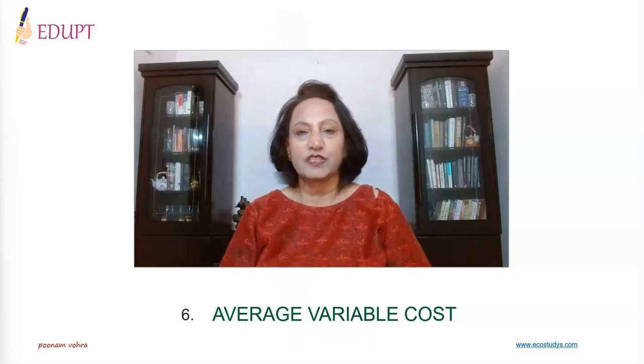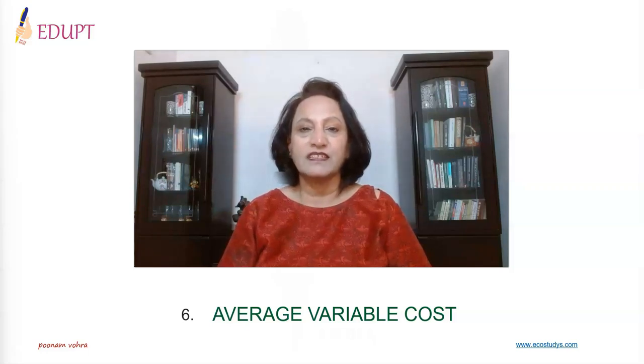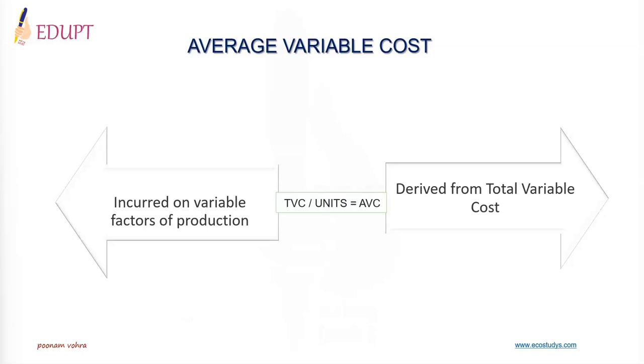This session focuses on average variable cost. That is per unit cost incurred on the variable factors. Let us understand this concept. Average variable cost is incurred on variable factors of production and is derived from total variable cost. That is, total variable cost divided by units is average variable cost.